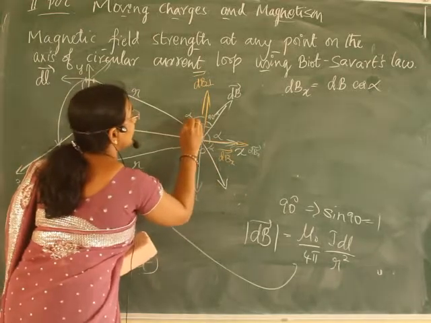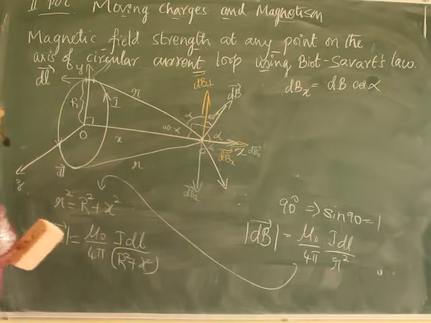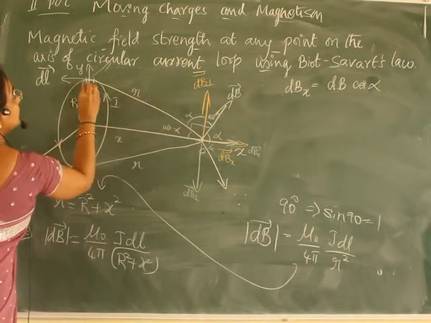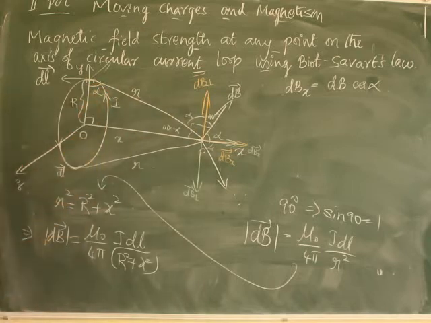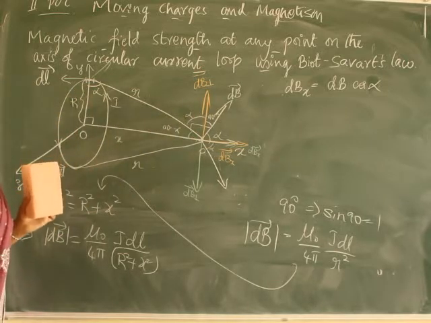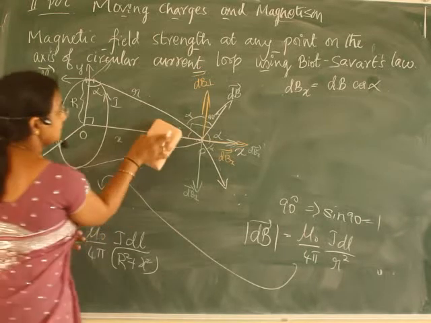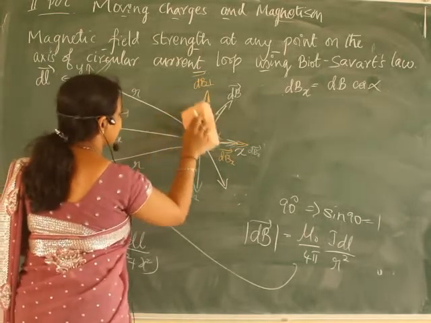This is alpha, correct? This full angle is 90, so this one is 90 minus alpha. In mathematics, if this angle is alpha, then this is also alpha, correct? I think it is called alternate angles. Am I right? I'll show it once again.